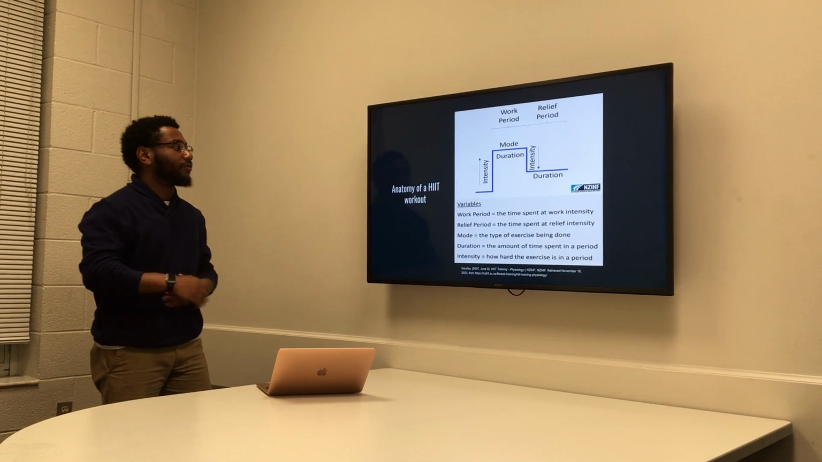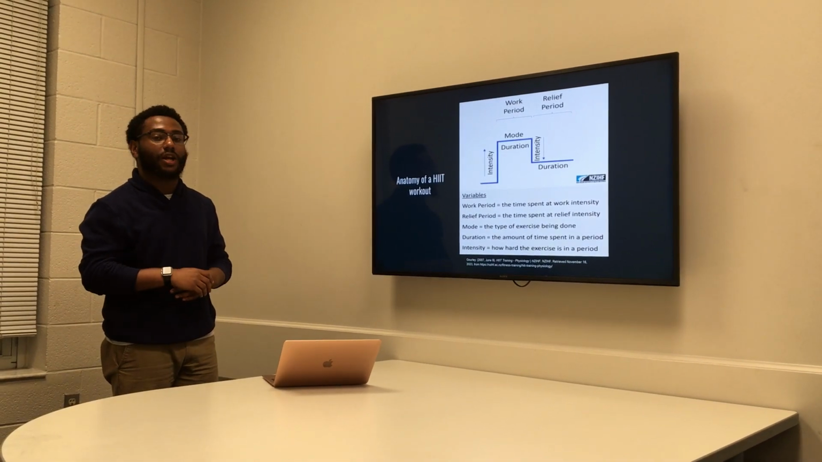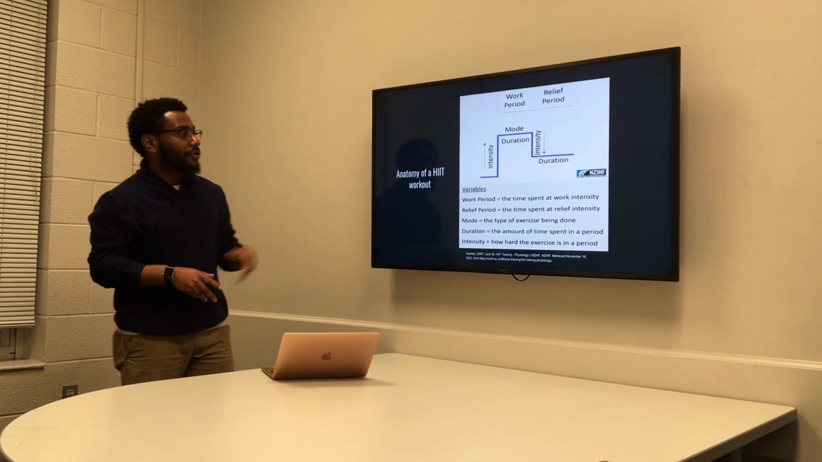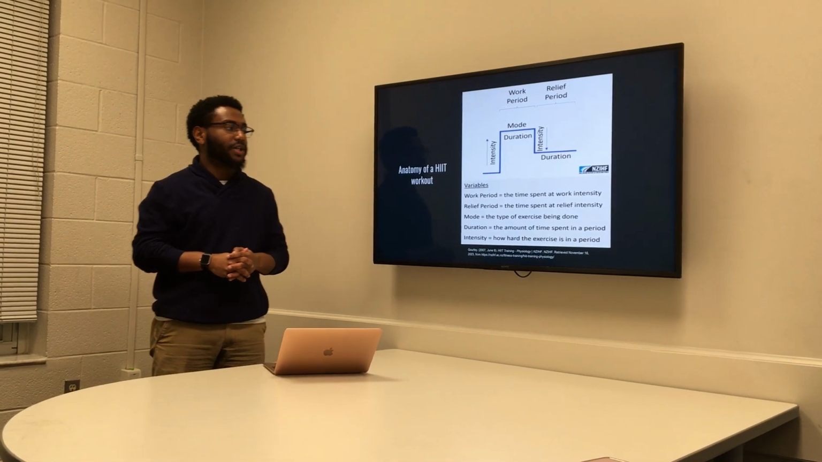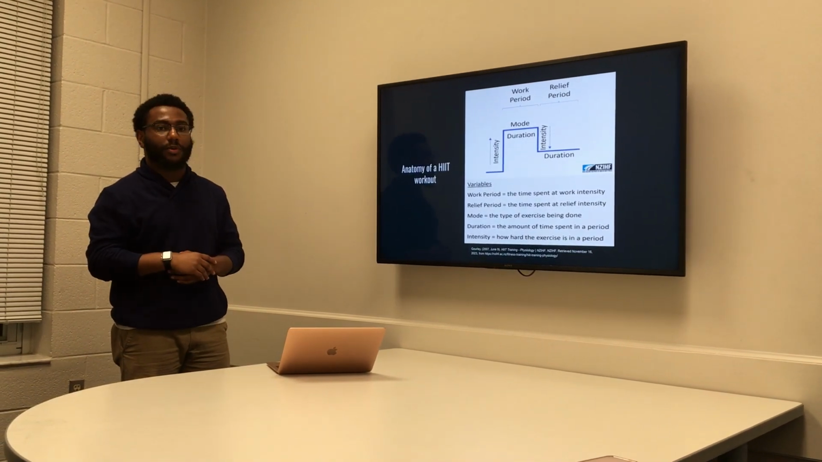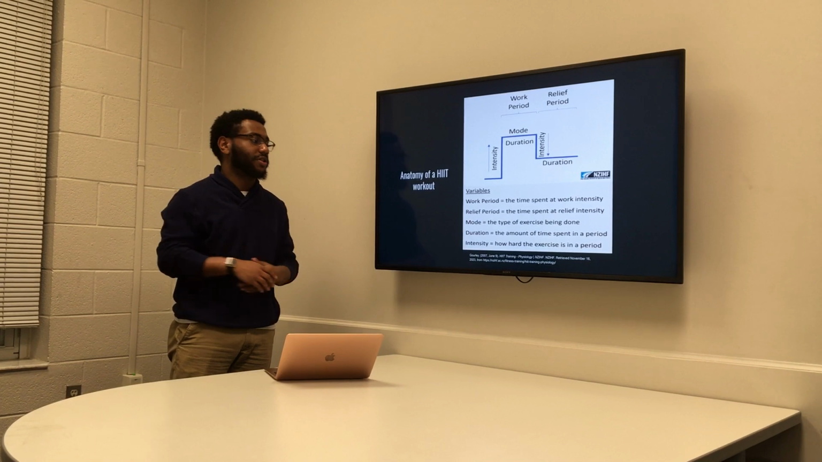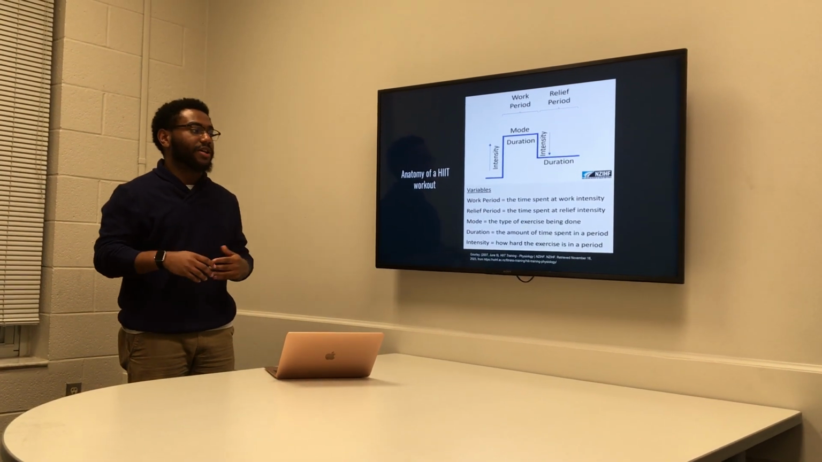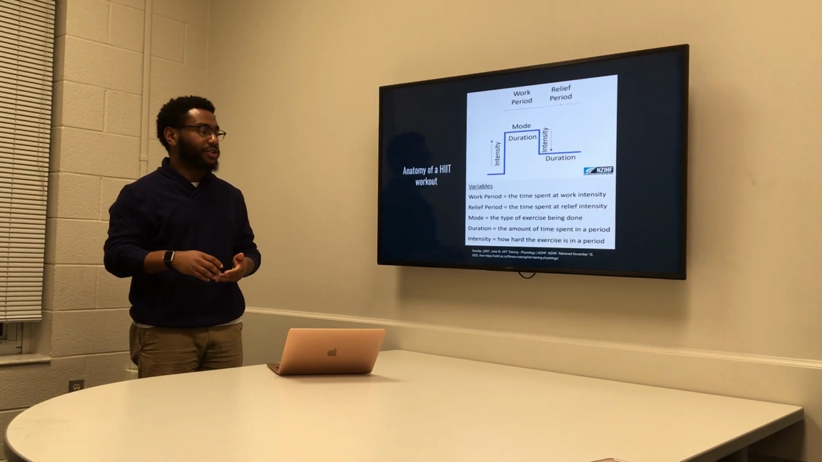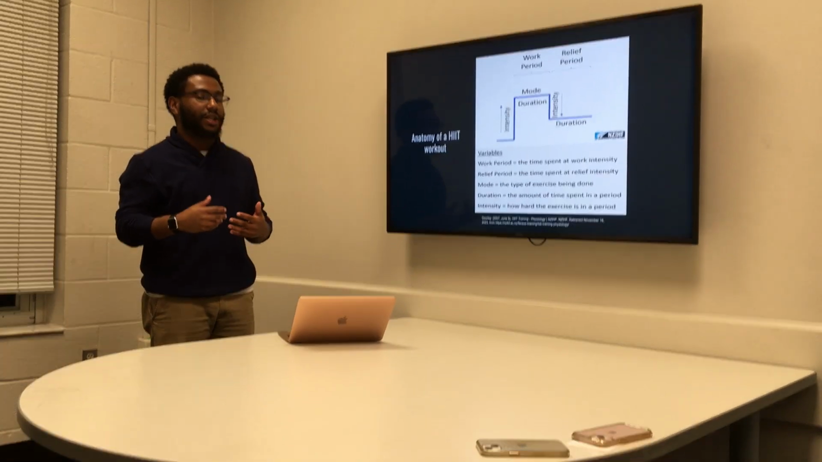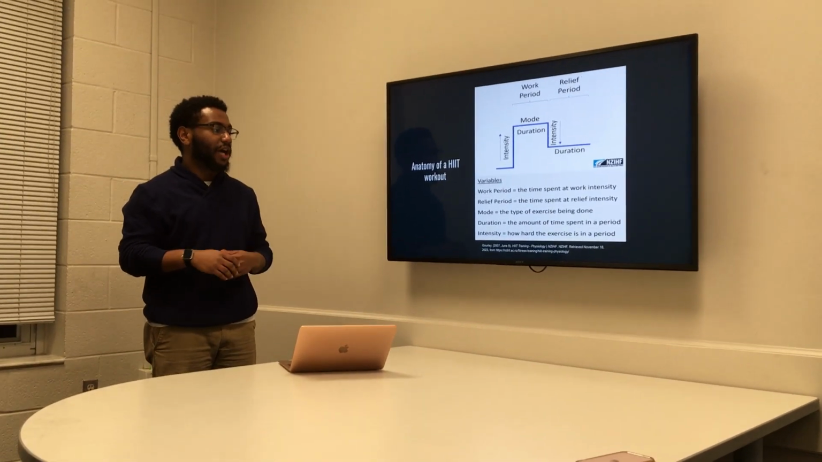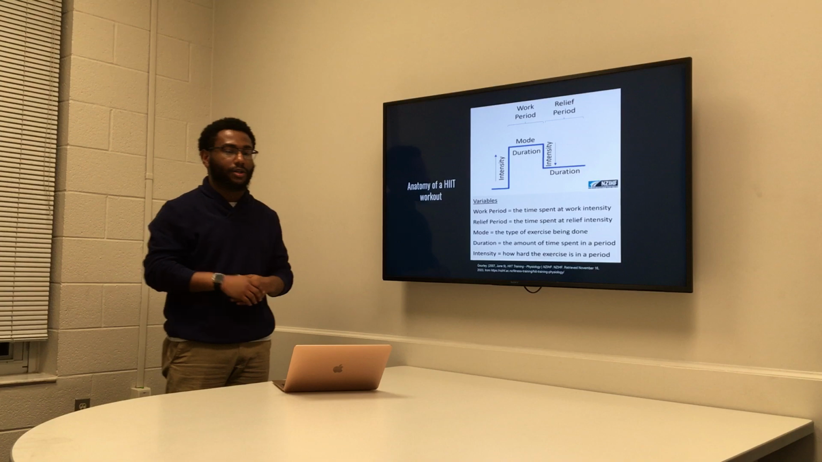From this image above, it is discussing the anatomy of HIIT workouts. The variables are the work period, the time spent in work intensity; the relief period, the time spent in relief intensity; the mode, the type of exercise being done; the duration, the amount of time spent in a period; and intensity, how hard the exercise is in the period.